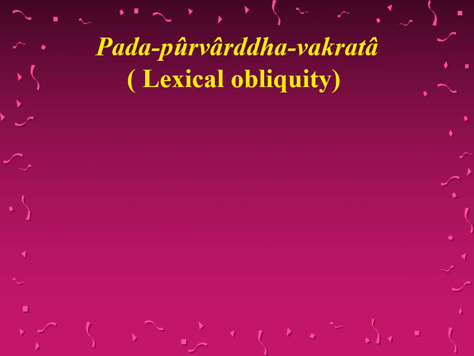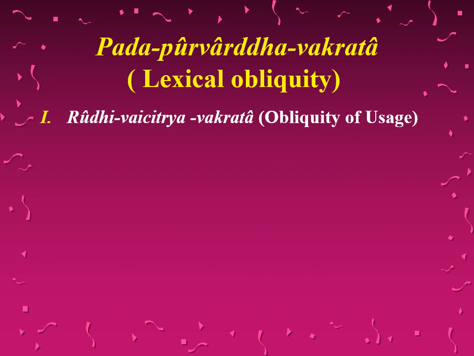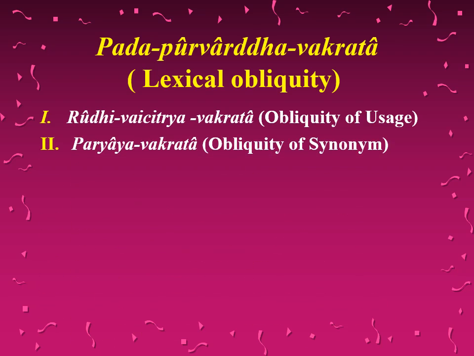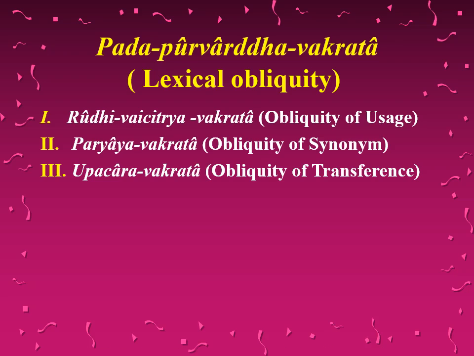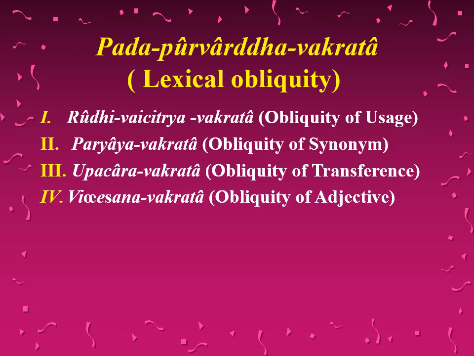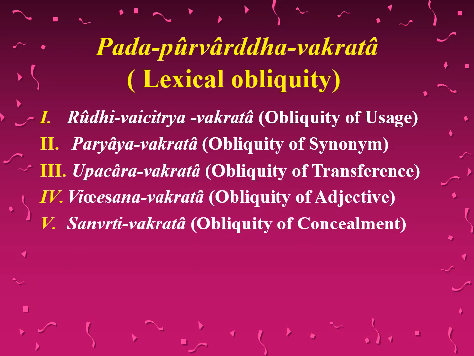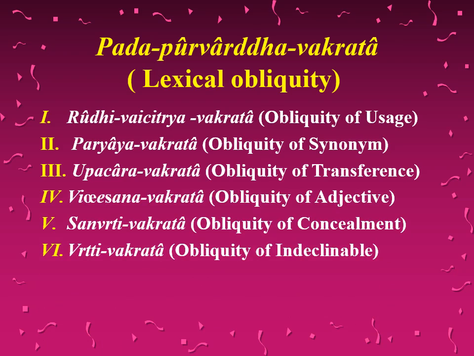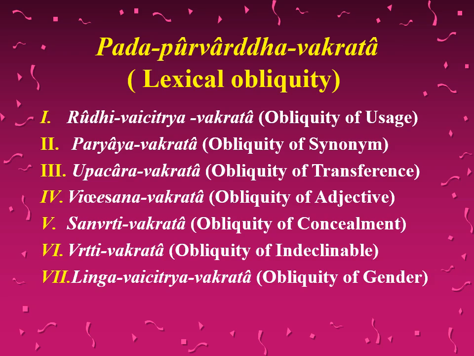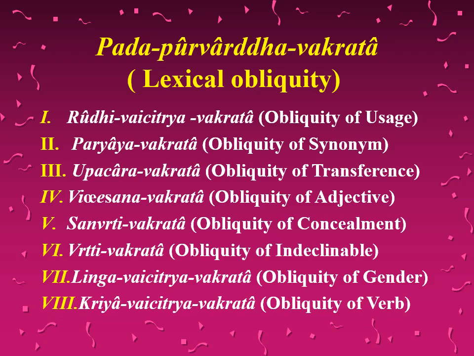Kuntak has talked about 8 subcategories of Pada-Purvardha Vakrata in Vakroktijivitam. The one is Rûdhi-vaicitrya-vakratá, the second one is Paryâya-vakratá, then there is Upkara-vakrata, then Vivesana-vakratá, and fifth is Sanvrti-vakratá, and sixth is Vrtti-vakrata, and seventh is Linga-vaicitrya-vakratá, and eighth is Kriyâ-vaicitrya-vakratâ.